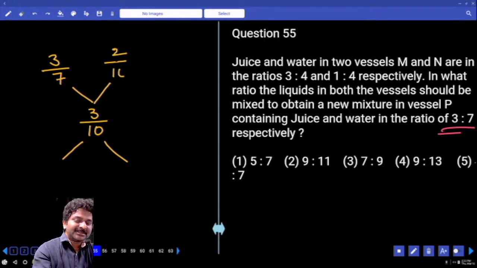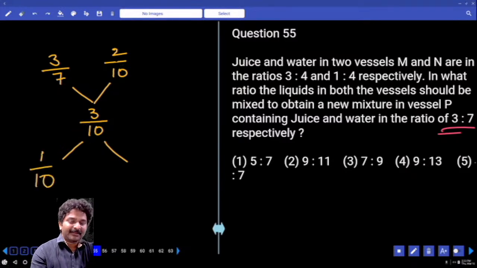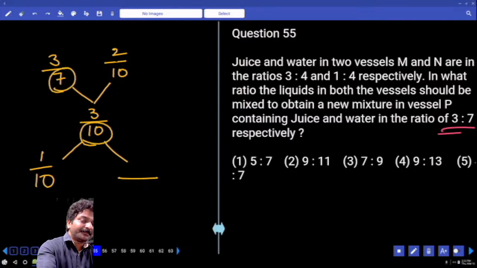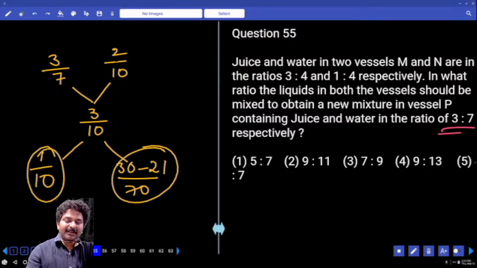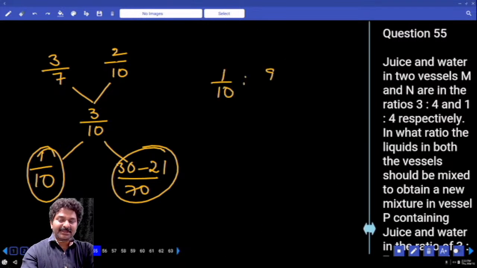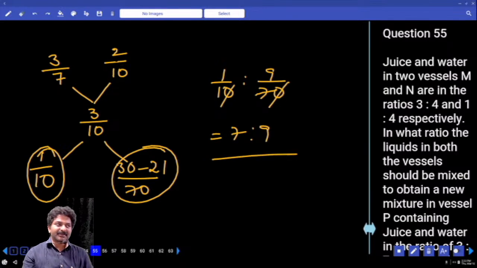You know why I am converting this? Because the denominator is 10 here. Right? This is 1/10. Here it is 10 and 7, LCM 70. 7 how many times? 7 times. 7 into 3 is 21. Minus 10 times 3, which is 30. 30 minus 21 is 9/70. So the ratio is 1/10 to 9/70. The 0 can be cancelled. Ratio 7:9.